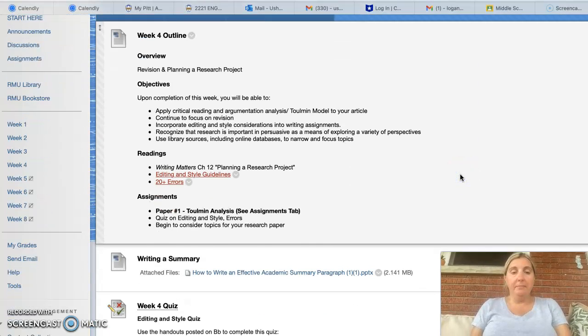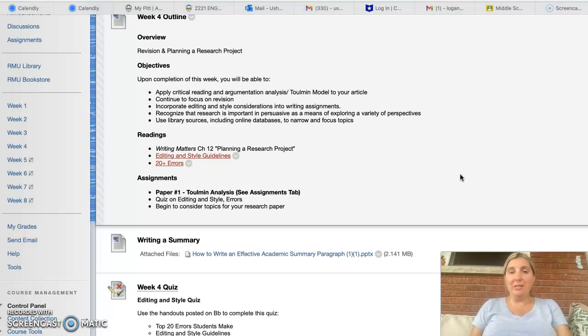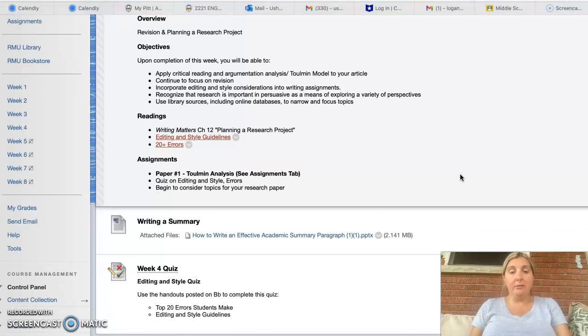So for this week, obviously we do not have a discussion board and you do not have a journal entry. You do have a quiz on editing and style because this will actually help you to do this reading and consider whether or not you make some of these common mistakes in your writing. That way you would be able to catch them and fix them before turning in your final project. So I strongly recommend that you read through those 2 handouts and take the quiz prior to submitting your paper.